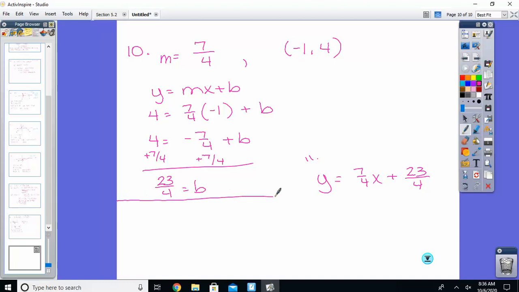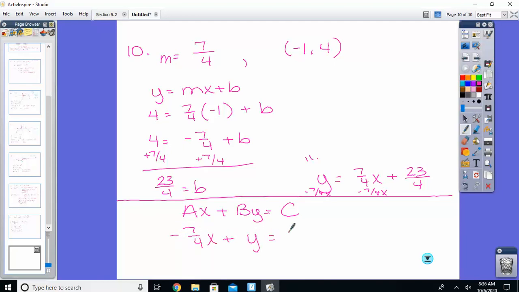Now, to get the standard form from this, standard form is ax plus by equals c. So I have to get x and y on the same side. So the first thing I'm going to do is subtract over my 7/4 x. So we have a -7/4 x plus y equals 23 over 4.